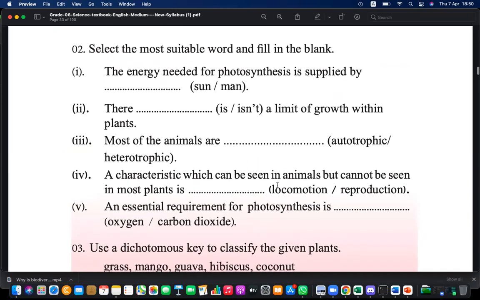Select the most suitable word to fill in the blanks. The energy needed for photosynthesis is supplied by the Sun. Yes. There is a limit of growth within plants.